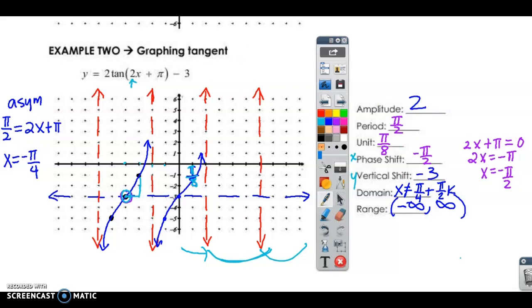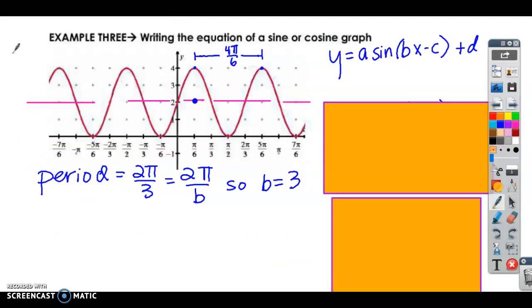All right, moving on. We're going to take this slowly and work through this problem, trying to write an equation with a sine or also cosine graph, because we could actually write both for this graph. The first thing I usually do is write out the general form of the equation, so go ahead and write that on your sheet.